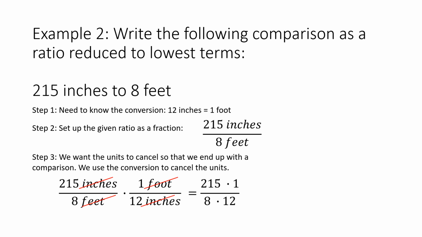You're left with 2 fractions that you're going to be multiplying. So you do 215 times 1 on the top, and then 8 times 12 on the bottom. And you're going to be left with 215 over 96. That's actually going to be our final answer. It doesn't simplify here.